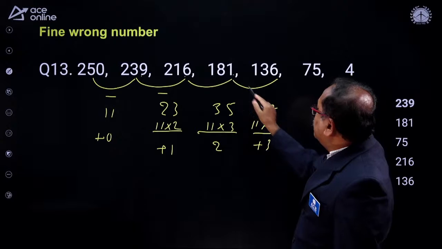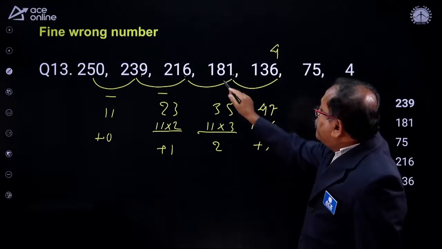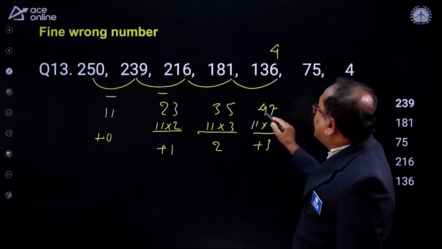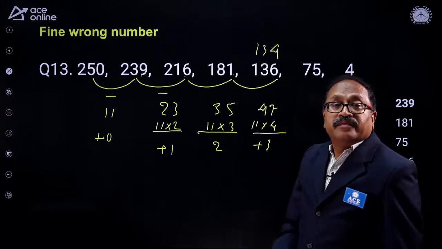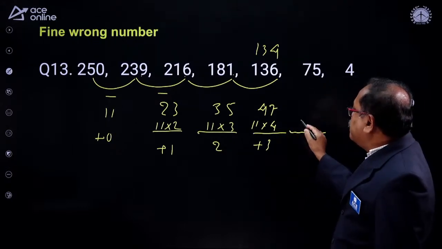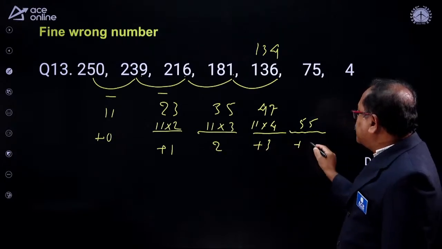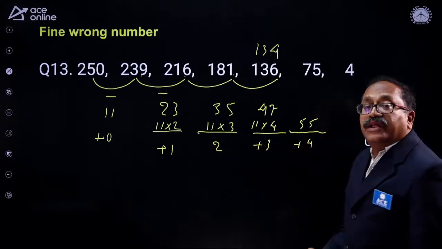So subtract that, 11 minus 7 is 4. Okay, and this is 17. 17 minus 4 is 13. चलिए इसको वेरीफाई करने के लिए नेक्स्ट क्या होना चाहिए? 11 into 5, that is 55, and plus 1 plus 2 plus 3 plus 4, that means 59.